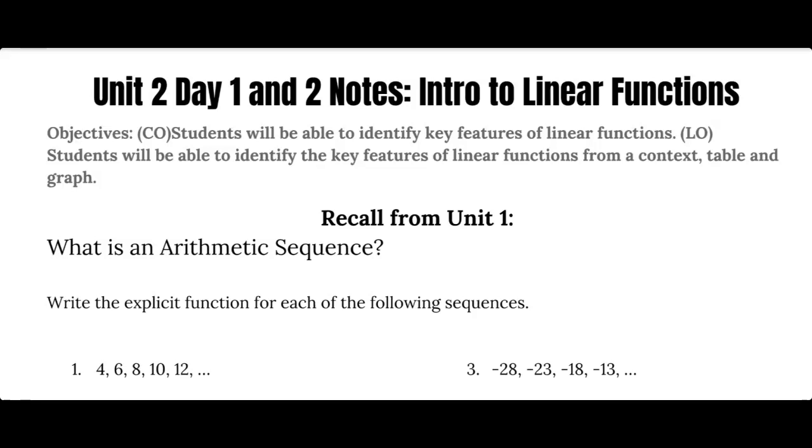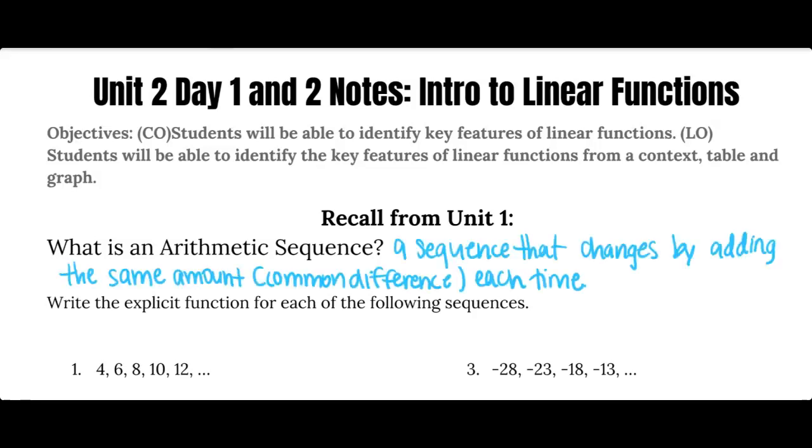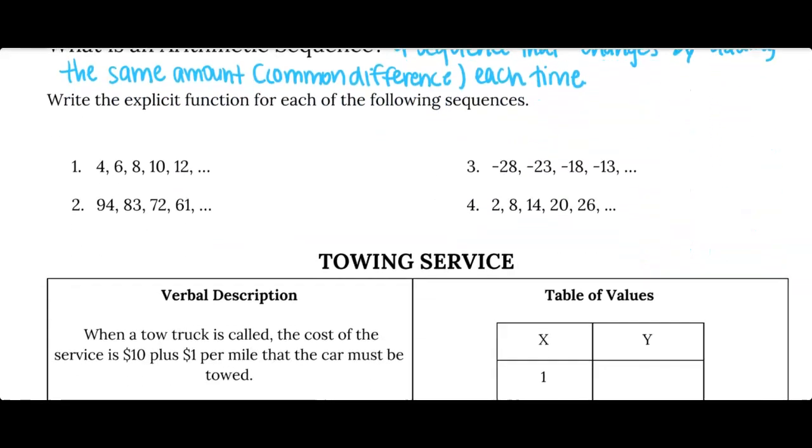So remembering that an arithmetic sequence is just a sequence that changes by adding the same amount, or a common difference. So the first part of this unit is really going to compare arithmetic sequences to a linear function and see how they are similar and how they are different, or if they are different. So in numbers 1, 2, 3, and 4, we needed to write the explicit function.